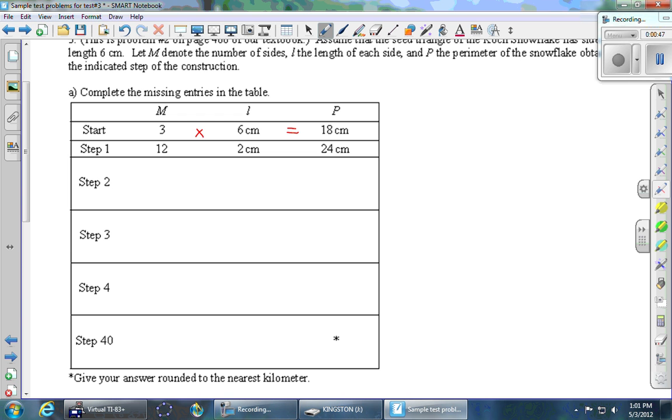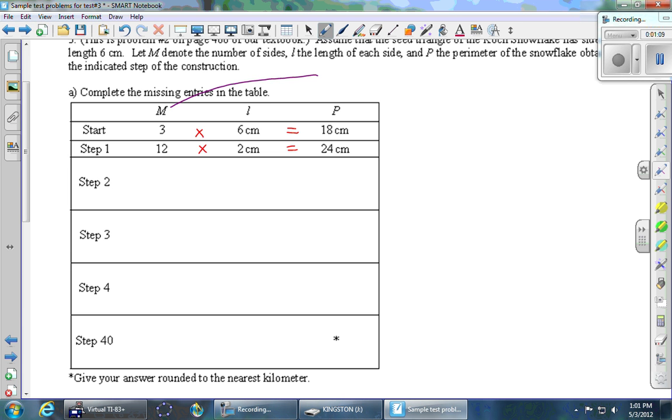And then it turns out that the next step, after you add a bunch of little equilateral triangles, gives you 12 sides. That's the M. And each of those sides is only 2 now. They're much shorter. And when you multiply those, you get 24. So we want to start filling this thing in without maybe drawing all the pictures again. So we just need to know a couple of facts about the Koch Snowflake.